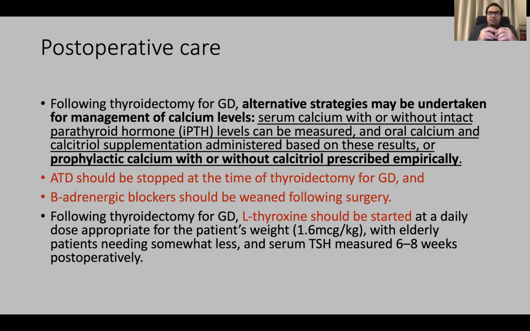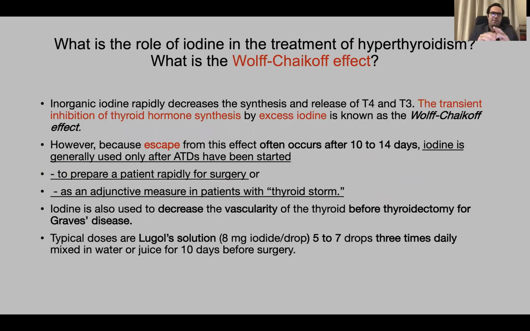Antithyroid should be stopped immediately after thyroidectomy in a Graves' disease patient, but beta blocker cannot be stopped immediately. Beta blocker को slowly wean off करें. And जो ही thyroidectomy हो जाए, अगले ही दिन से thyroxine should be started with the full dose, that is 1.6 mcg per kg.